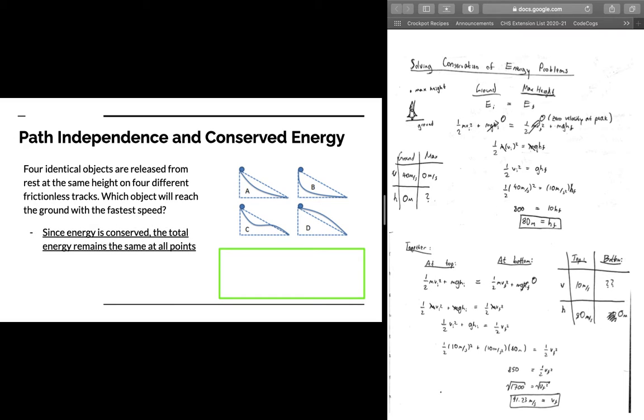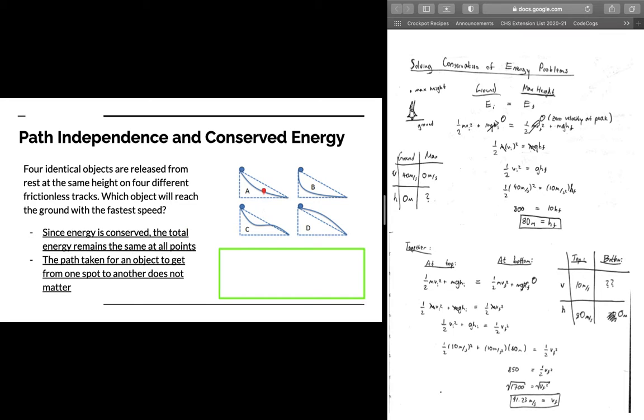So, this one is a tricky question to answer, okay? They're released from frictionless tracks, they're all released from the same height, okay? So first thing to notice is that since energy is conserved, the total energy remains the same at all points on our tracks, okay? The other thing to take notice of is that the path taken for an object to get from one spot to another does not matter. We've talked about path independence before, so the path it takes for our object to fall is not going to matter, okay?